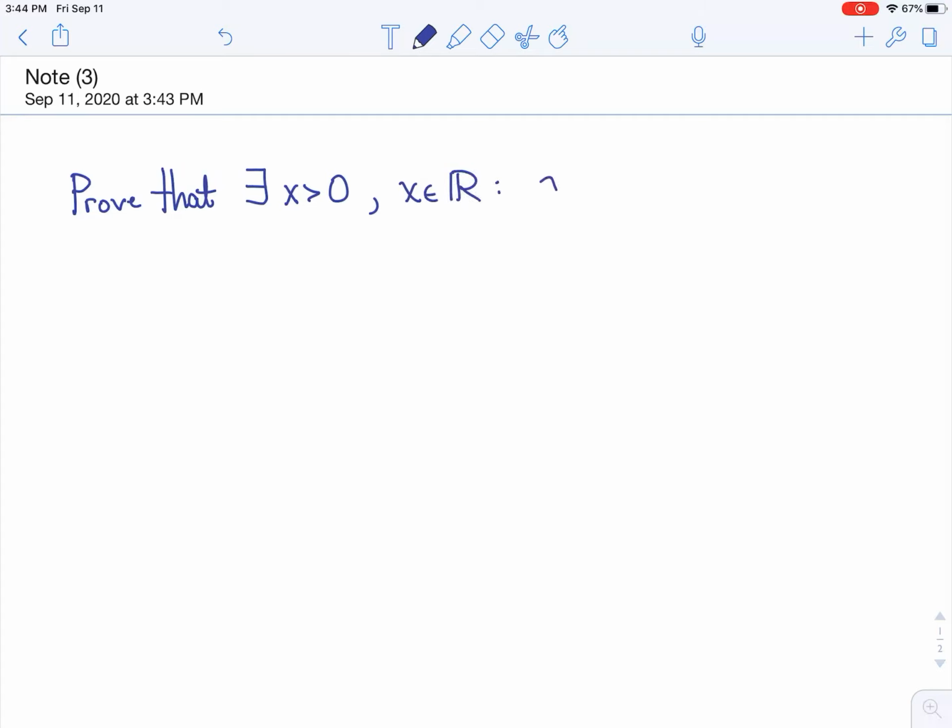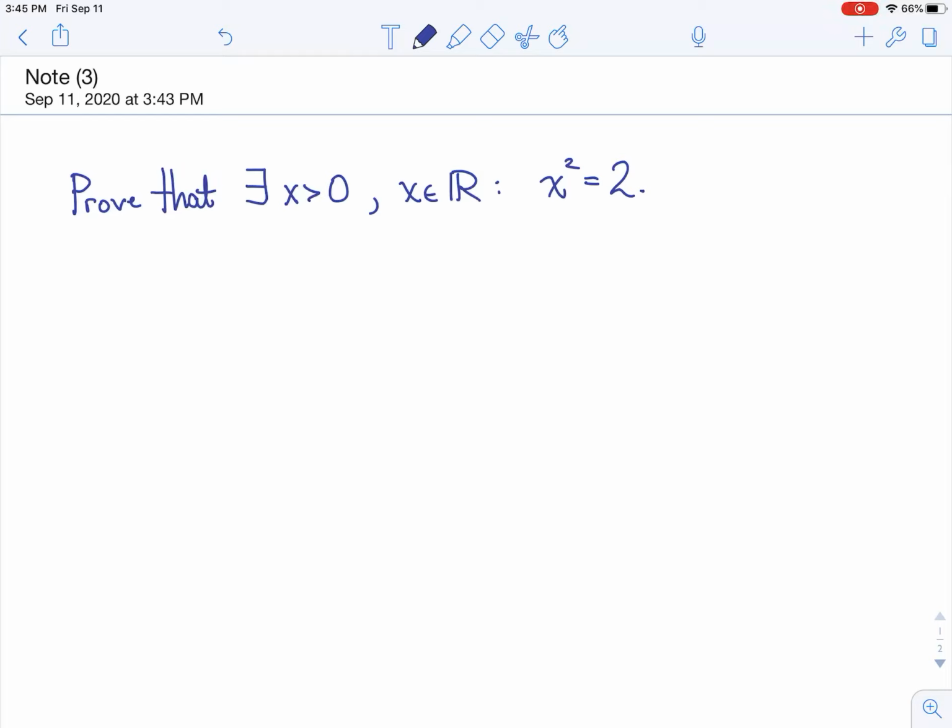And remember that this is not true in the rational numbers. Right? So this isn't true for the rational numbers. We proved that, remember, I made a video about that. There's no square root of 2 in the rational numbers.